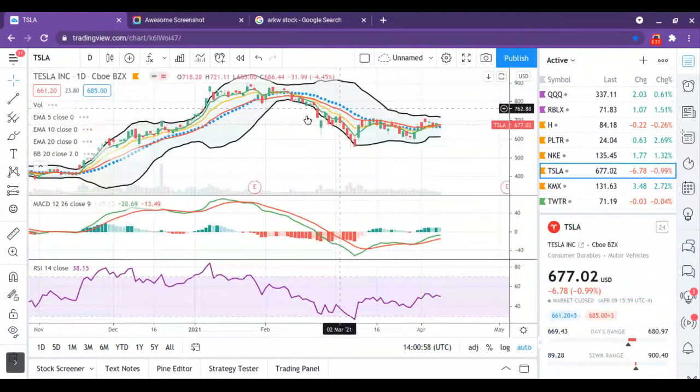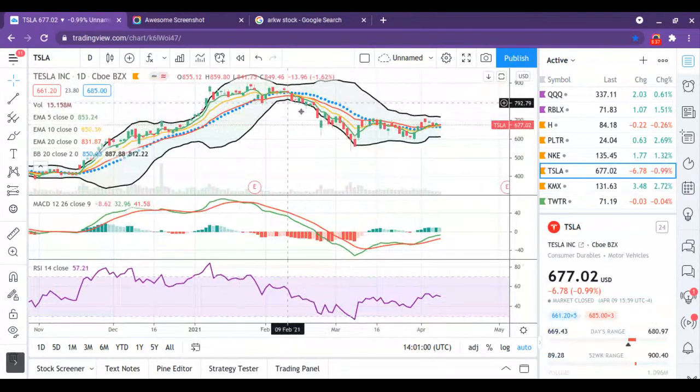Tesla kind of did the same thing. Earnings came out and it went down. Why? I don't know. I didn't really look into Tesla like that. But if you notice, when the red's on the bottom, it's trending up. When the green crosses over, it trends down. And right now, it's not decided if it wants to go up or down.